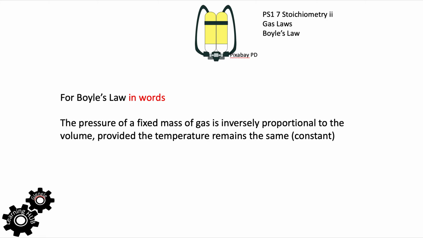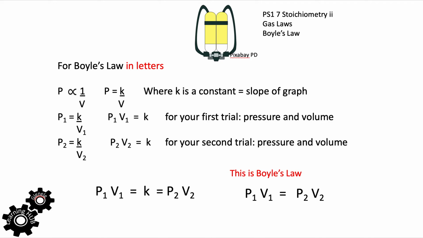So Boyle's law in words: the pressure of a fixed mass of gas is inversely proportional to the volume, provided the temperature remains constant. And we can look at that mathematically with symbols. P is proportional to 1 over V, proportional to the inverse of the volume. And in order to remove the proportionality sign and get an equal, we're going to put in a constant. So P equals constant over V, and K is the constant slope of the graph.